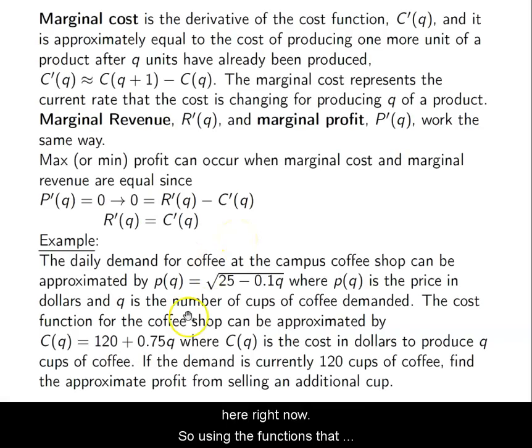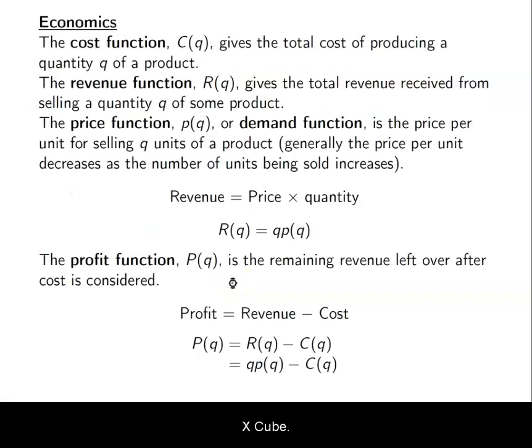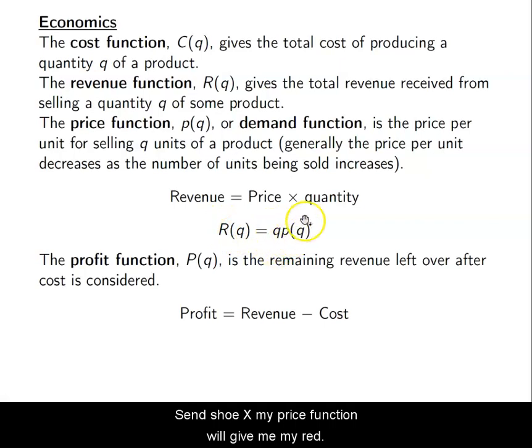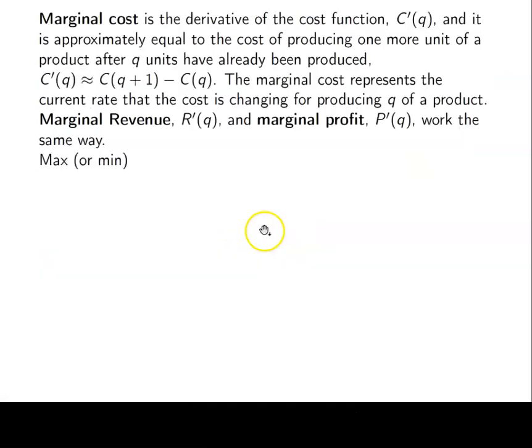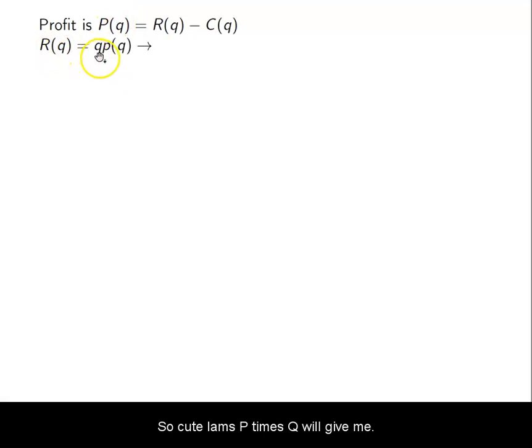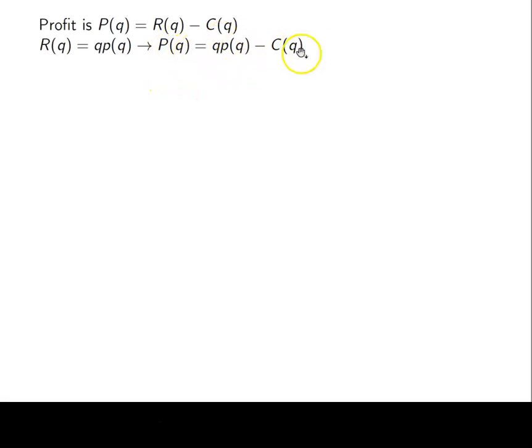So using the functions that we had before, I'm looking for profit. I need my revenue because I already have my cost. I know that revenue is going to be my price function times Q. If revenue is not given to me, then Q times my price function will give me my revenue function. So we're going to find my revenue function. I need to figure out my revenue generated before I can talk about profit. So Q times P of Q gives me the revenue, which we already know.